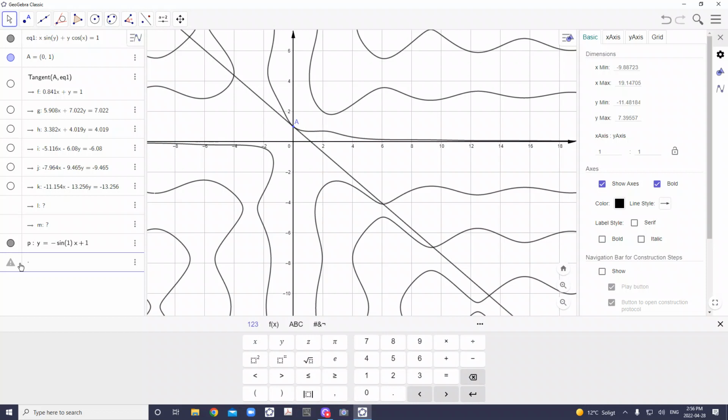Okay. So I have to make myself a little bit faster when I'm typing in Geogebra. So I have to respect all those things. Okay.